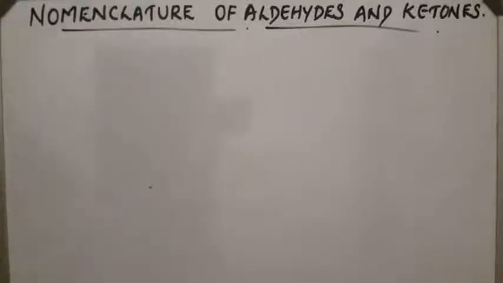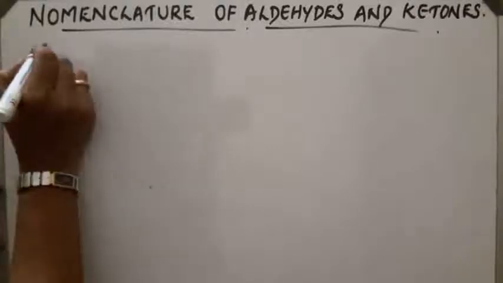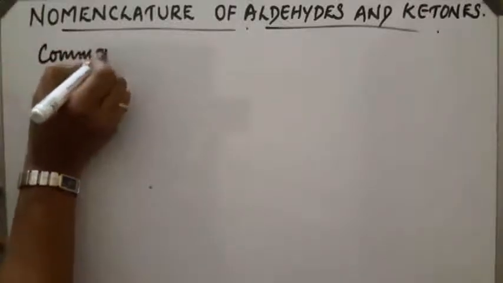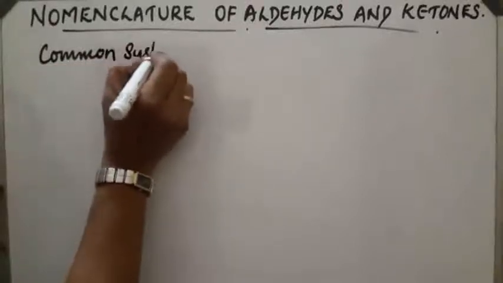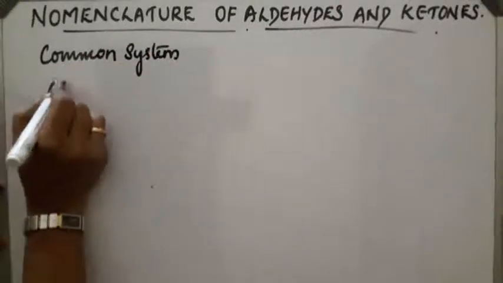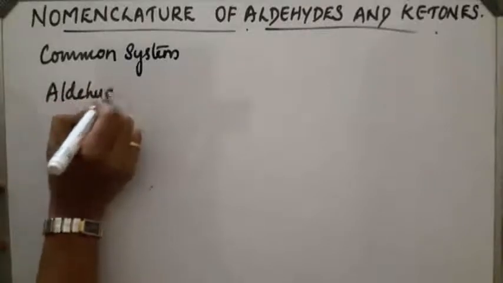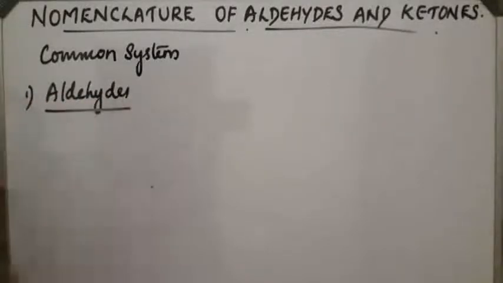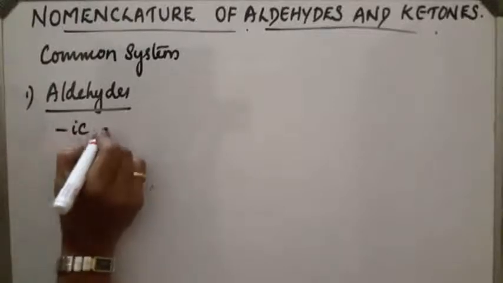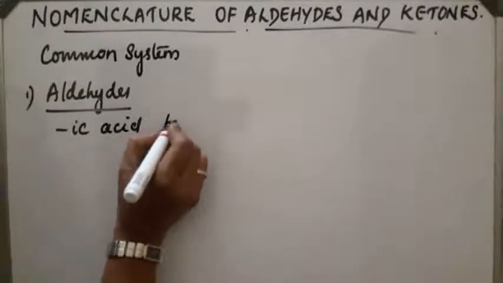Nomenclature of aldehydes and ketones. There are two systems of naming. First, the common system. Second, the IUPAC system. First, let us discuss the common system of naming. Aldehydes. Their names are derived from the corresponding carboxylic acids by replacing ic acid by aldehyde.